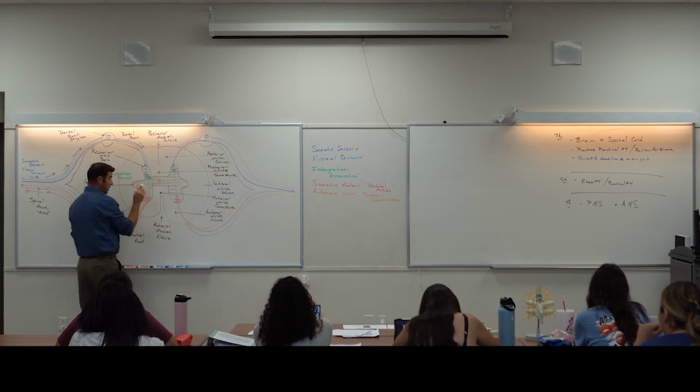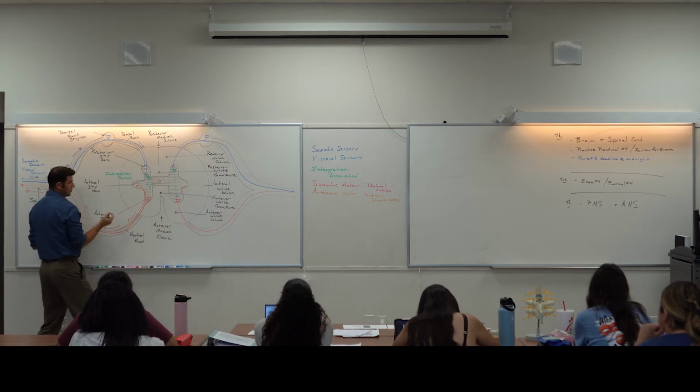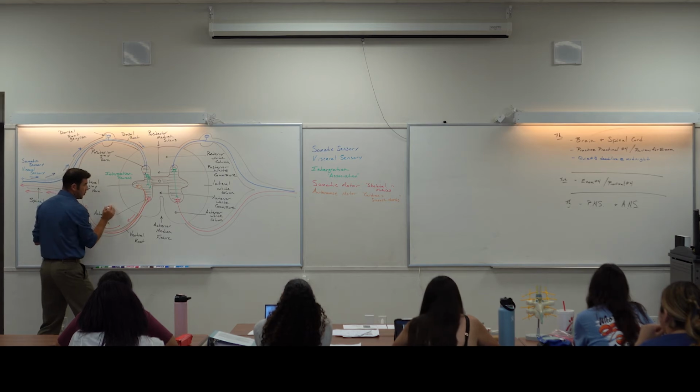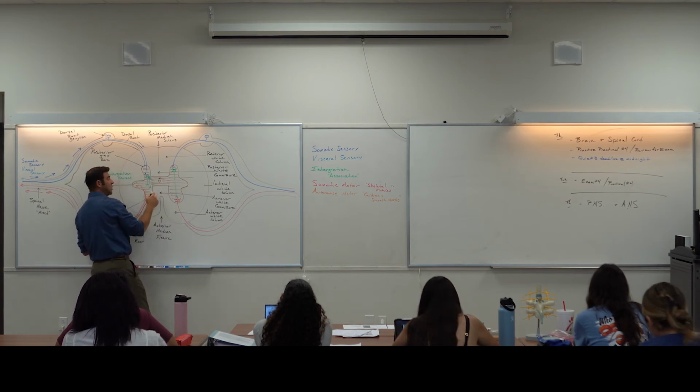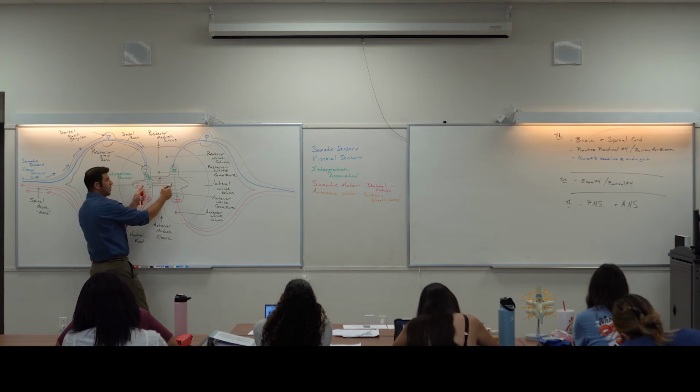And then this area, I'll try and keep it over here. This is too difficult. This little space of gray tissue that connects both halves of the gray horns is our gray commissure.